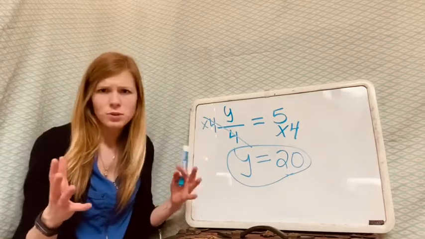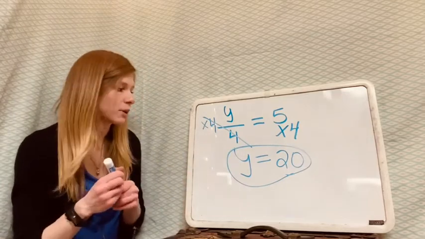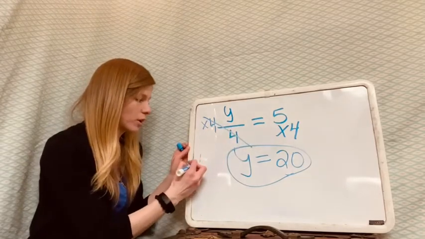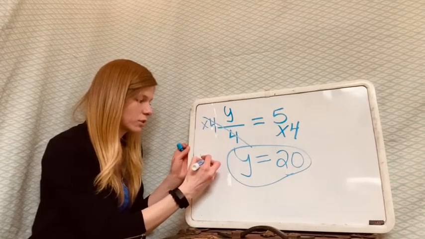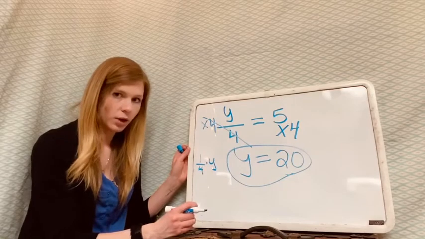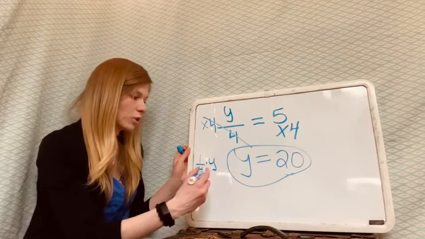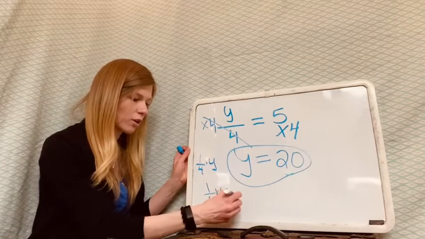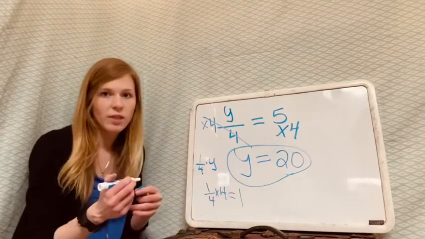Now, okay, how the heck did multiplying this by 4 get me to nothing? I'm so confused, Miss May. Here's what happened. This piece right here can also be written as 1/4 times y. Okay? Now, what you need to understand is if you take 1/4 and multiply it by 4, that equals 1, and that's why they cancel.